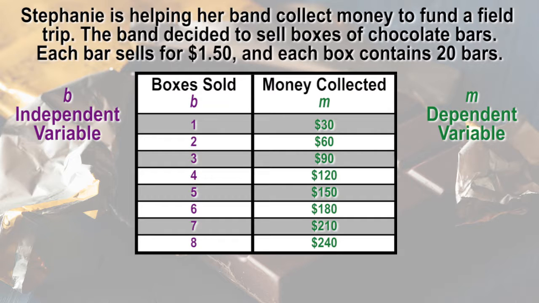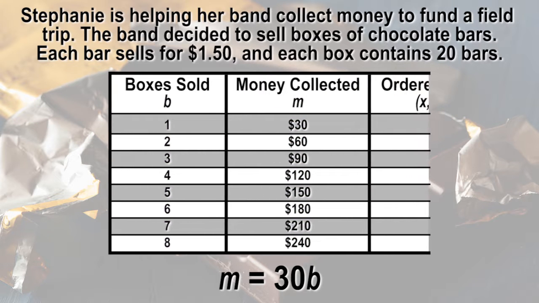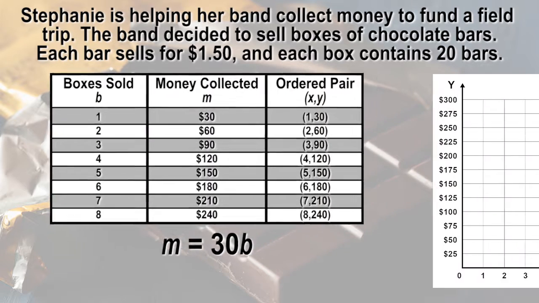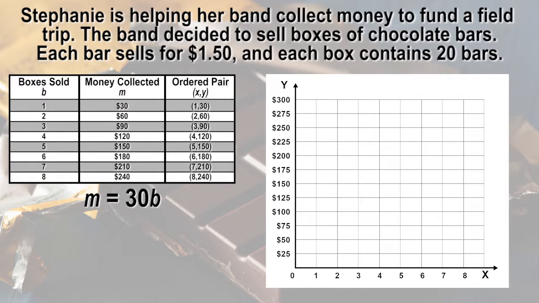We can then write our equation as M equals 30B, since we calculated the money by multiplying 30 and the number of boxes. By taking the values from the table and writing them as ordered pairs, we will be able to graph the equation. On the graph, we will plot each ordered pair. Once we have placed each point onto the graph, we can join them with a line to indicate all values that satisfy the equation M equals 30B.